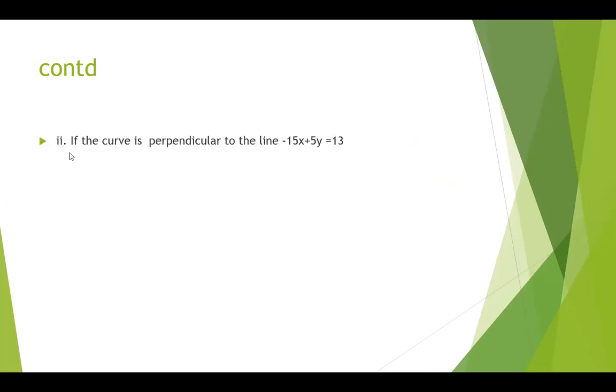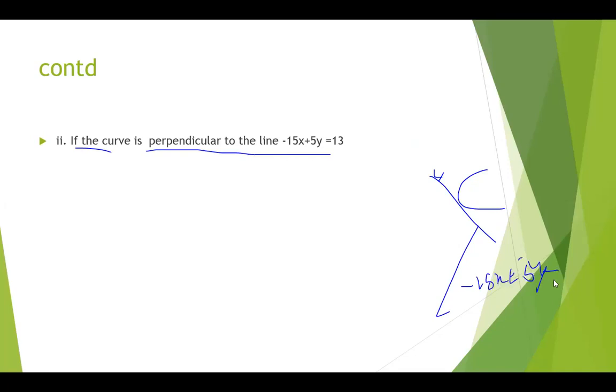And the second clue they have given, for the same curve, if the tangent is perpendicular to the line, there is a curve like this, is a tangent. You have to find the equation of the tangent, but here they have given that this line is perpendicular to the line -15x + 5y = 13. So for this, what happens? Suppose these two lines are perpendicular. What is the condition? The product of the slopes is -1.